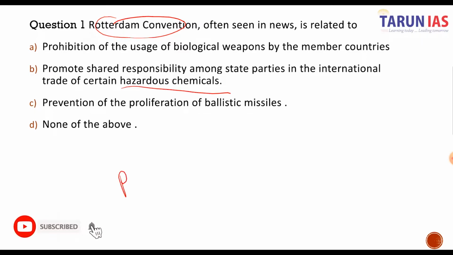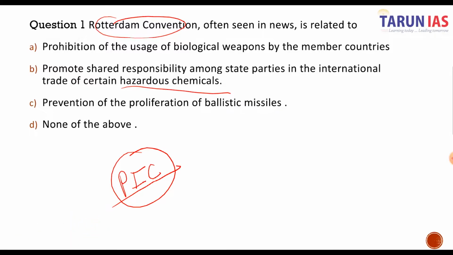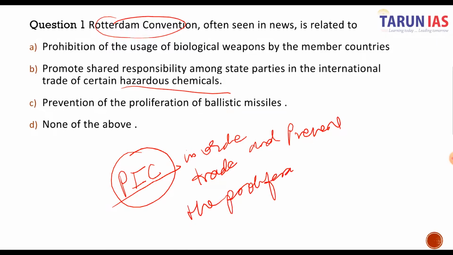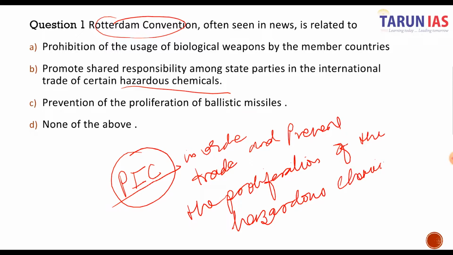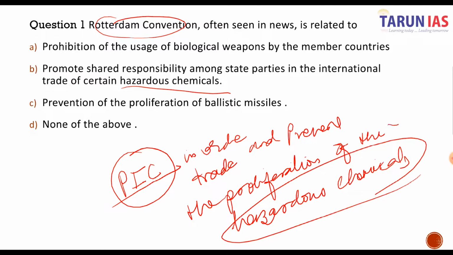hazardous chemicals. The parties in trade have to take prior informed consent in order to trade and prevent the proliferation of the hazardous chemical. All right. So these are the things with which the Rotterdam Convention is related. So therefore, option B will be our correct answer, and we will eliminate options A, C, and of course D.